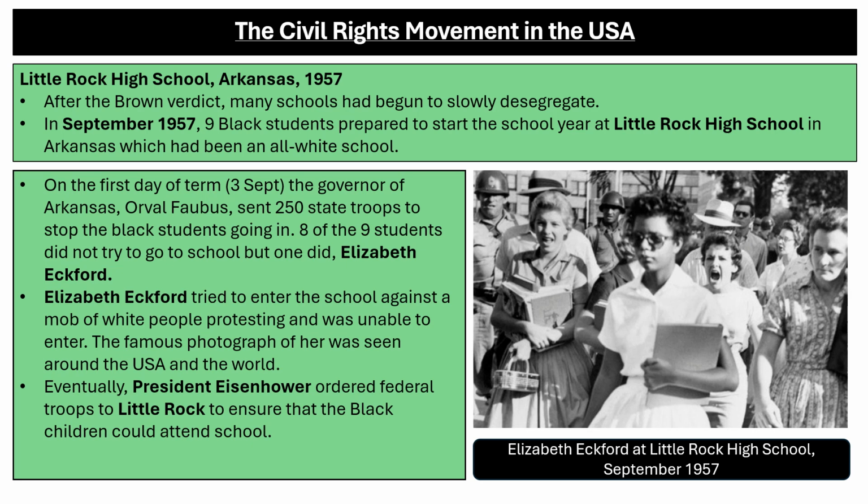Elizabeth Eckford tried to enter the school against a mob of white people protesting and was unable to enter. Now, the famous photograph you can see of her was seen around the USA and the entire world, and the reactions of the white mob outside the school towards this schoolgirl shocked the world. Eventually, President Eisenhower, who was the American president at the time, ordered federal troops to Little Rock to ensure that the black children could attend school.